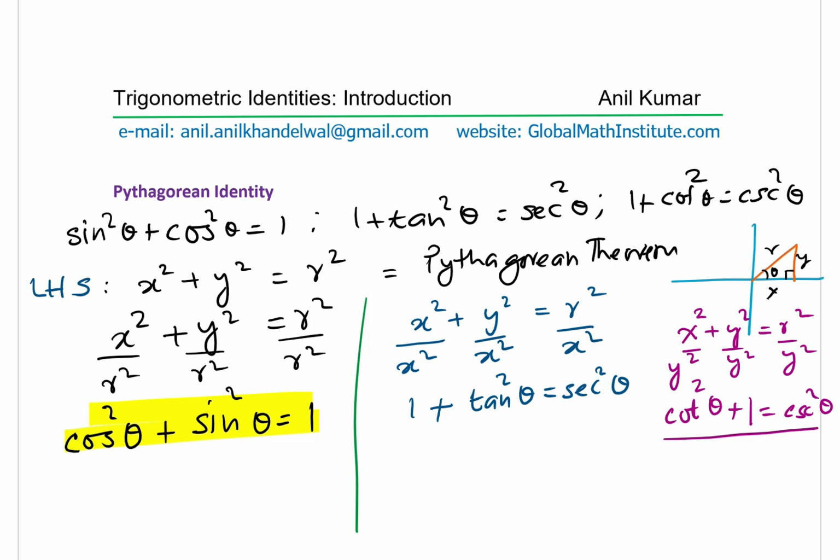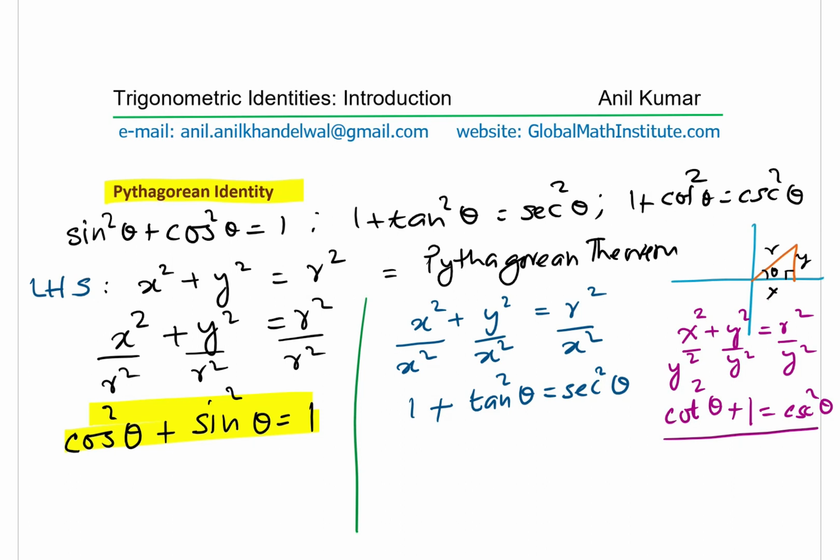And since we use Pythagorean theorem, and it's very similar to that, we call them Pythagorean identities. Perfect. So sine square theta plus cos square theta is equal to 1. 1 plus tan square theta is secant square theta, and 1 plus cot square theta is cosecant square theta. These three are very important identities, and we'll be using them so many times to prove identities. Perfect. I hope the proof is clear.